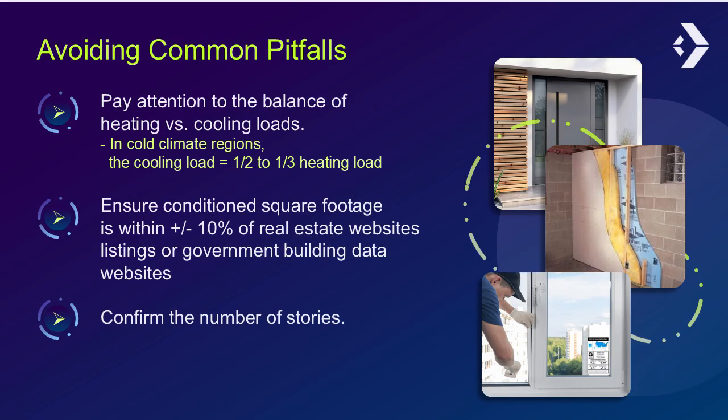Pay attention to the balance of heating load versus cooling load. In colder climates like New York, the cooling load should typically be between 1/2 to 1/3 the heating load. Additionally, a good rule of thumb is that the conditioned square footage is within plus or minus 10% of what's listed on real estate websites like Zillow or Redfin, or government building data websites. The home should match online listings closely unless there was a recent addition or renovation. Last, confirm the number of stories in the home to ensure calculations align with the actual structure.